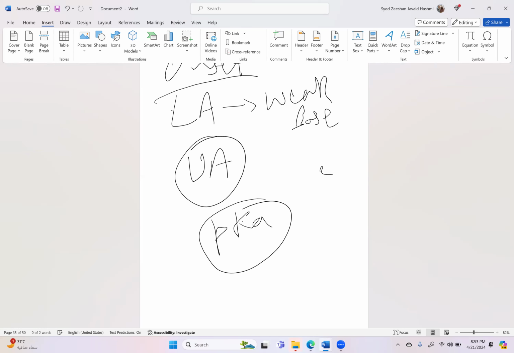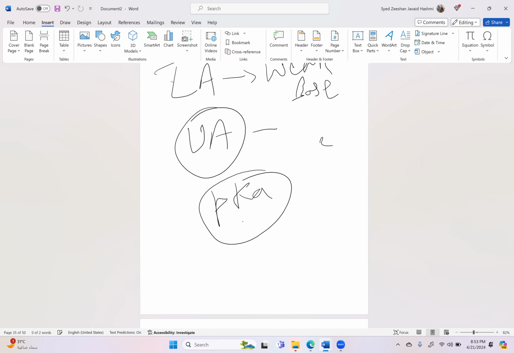pKa is a hypothetical concept. It's not a static concept, it's a dynamic concept, and when we try to understand it, there is a balance between the unionized and ionized portions. When more of the drug is unionized, it is nearer to the pKa, because pKa is the pH at which the drug is 50% ionized and 50% unionized.